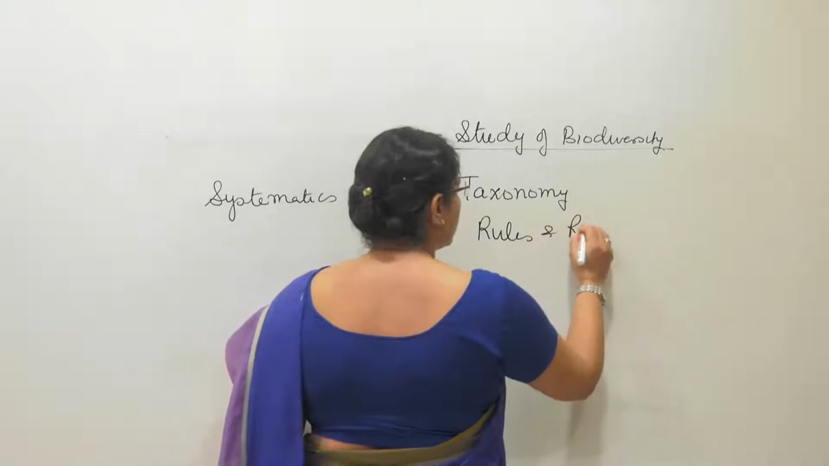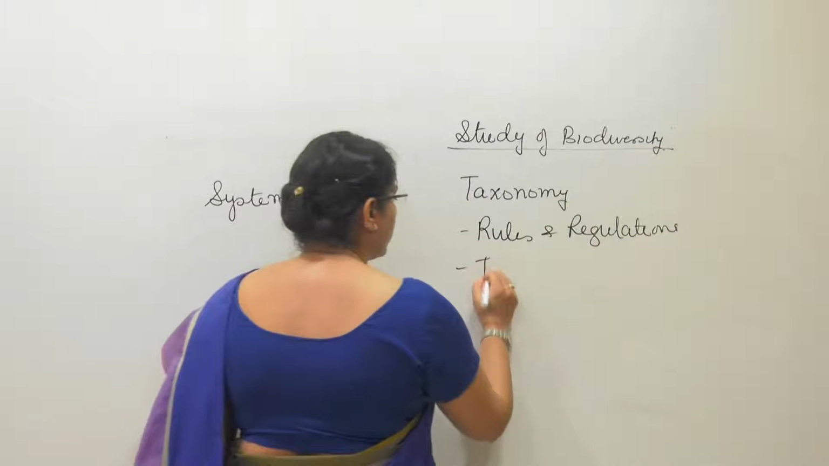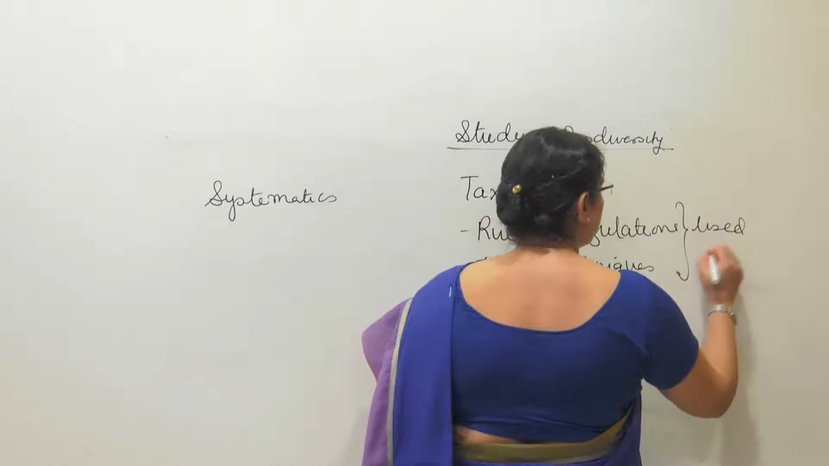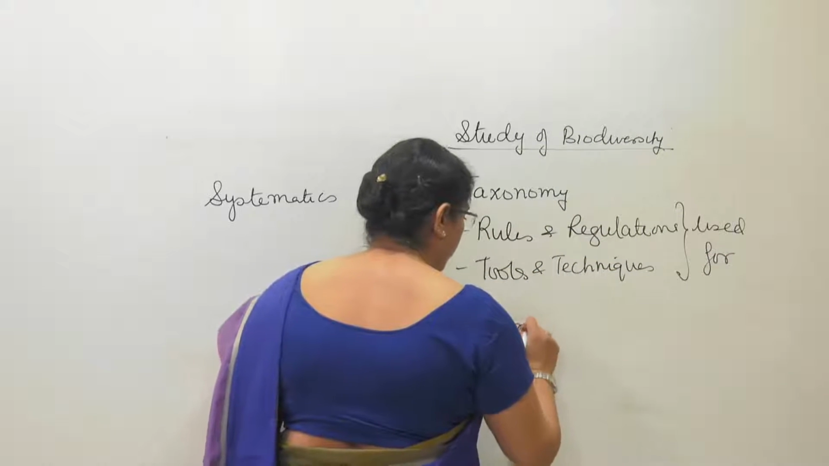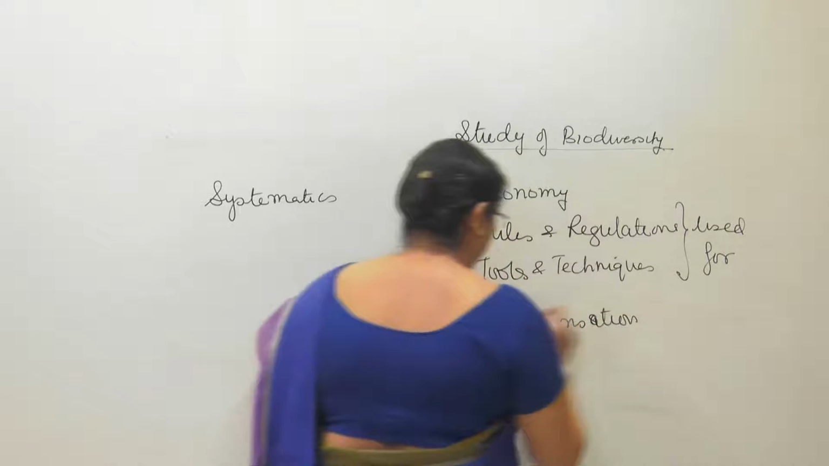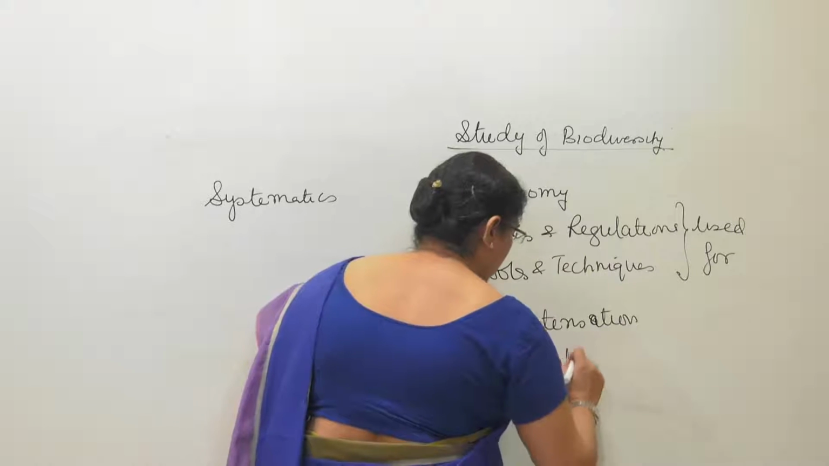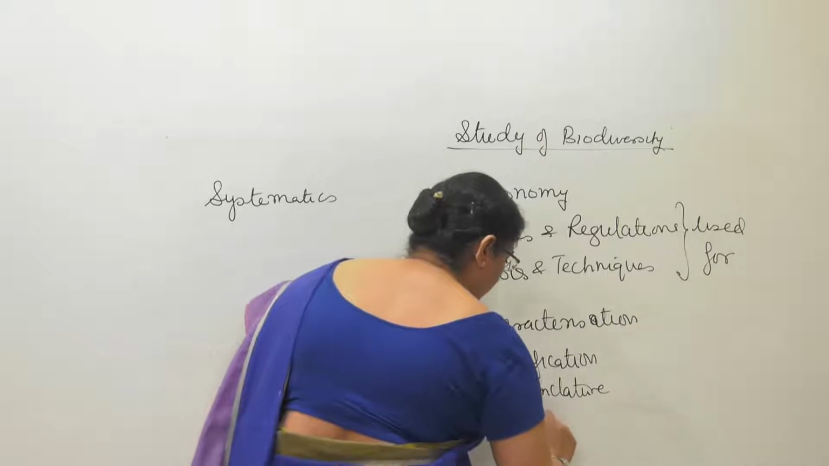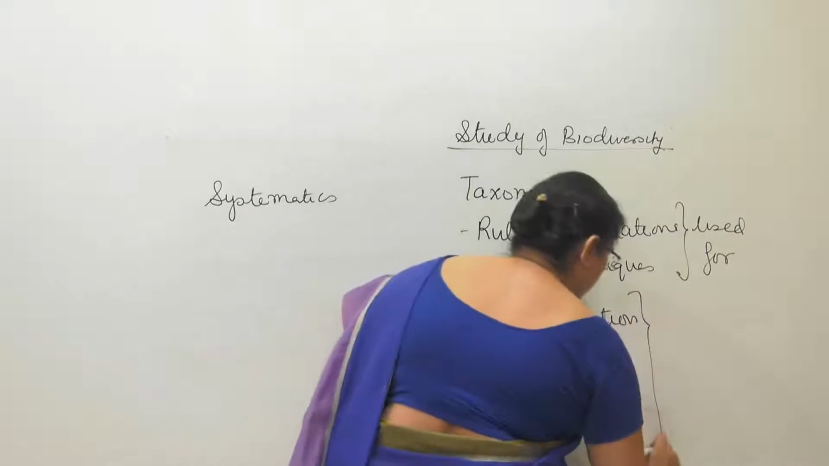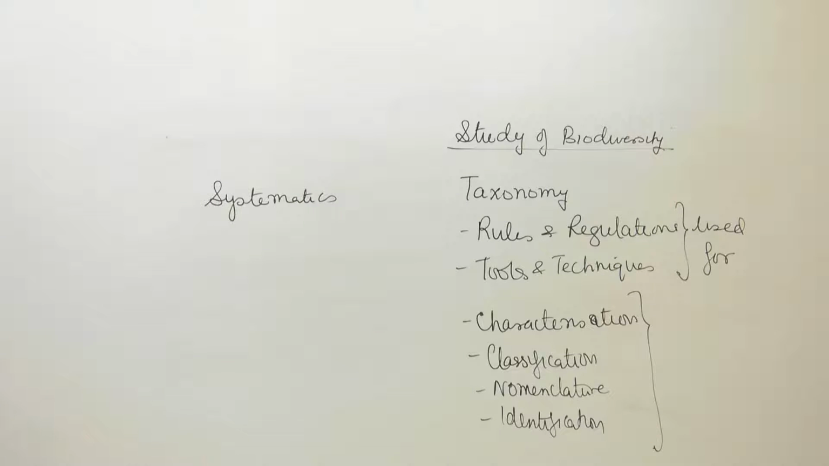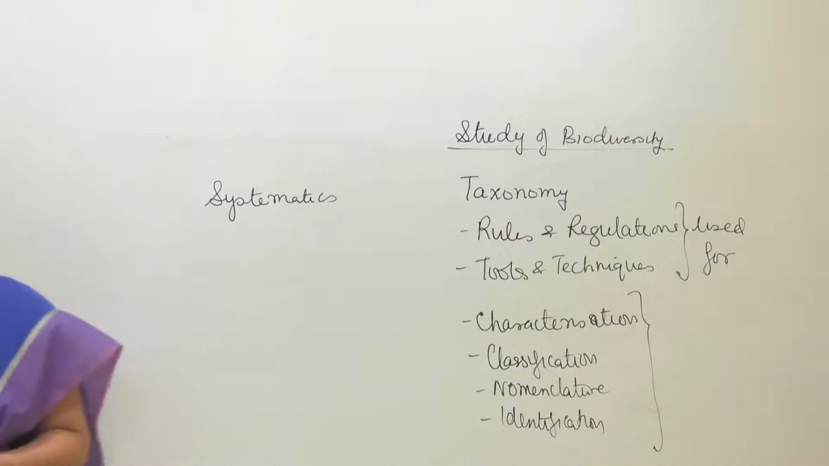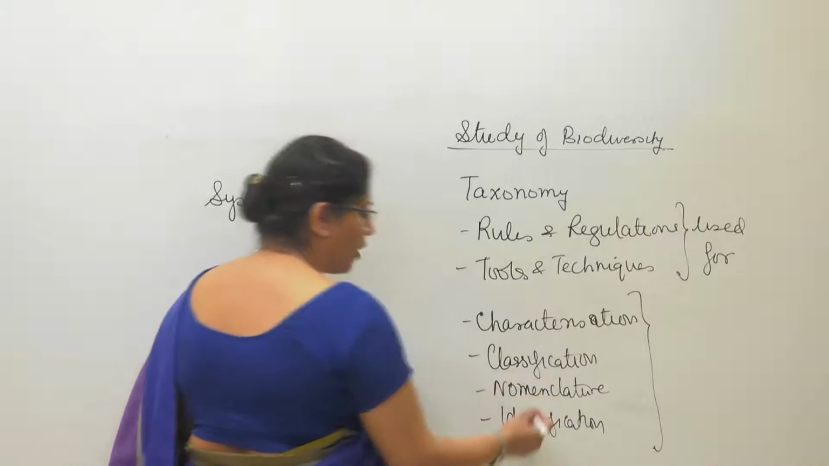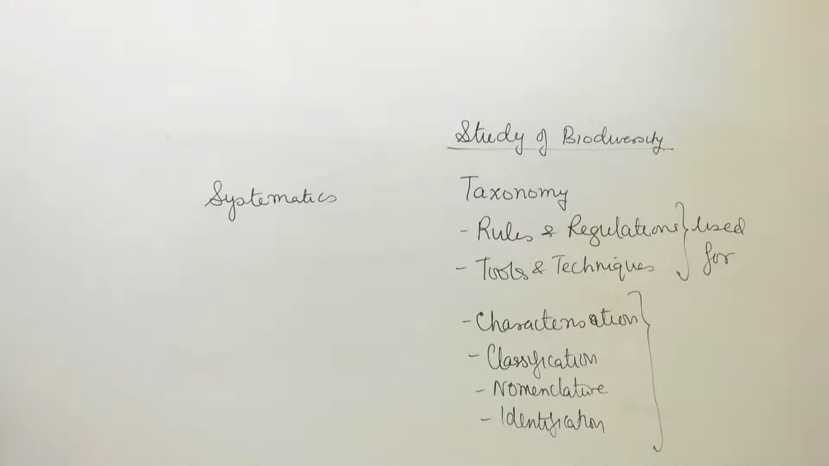These are the rules and regulations or the tools and techniques used for characterization, classification, nomenclature, and identification. These are the 4 things which are integral part of taxonomy. The basic principles are related to these things we devise: how to characterize, how to classify, how to name, and how to identify. So the rules that we set will be taxonomy.